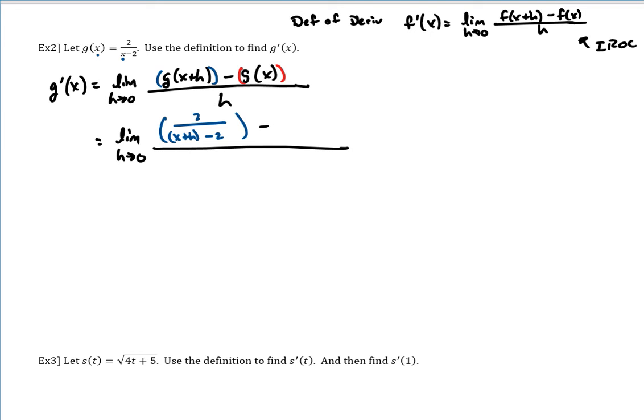And then I have my minus, and then let's set up in the red. Well, g of x is the 2 over x minus 2. So I just want to plug that in exactly. And then still all over that h like that.